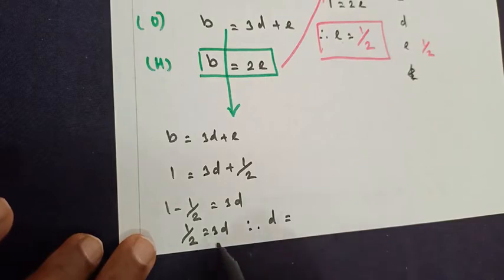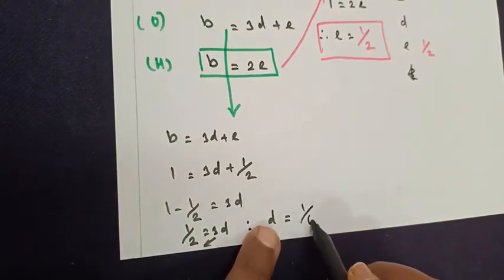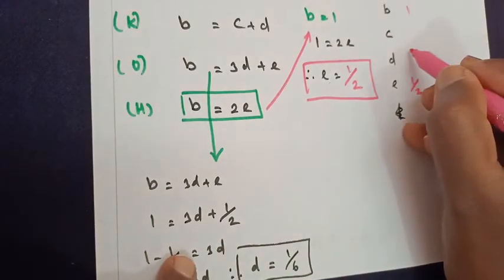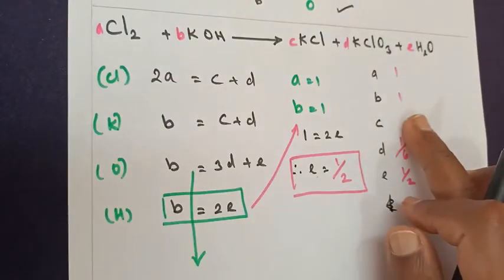Therefore, D is equal to 3 in the denominator. We get 1 by 6 as the value of D. So, we have finally arrived at the value of D to be 1 by 6.